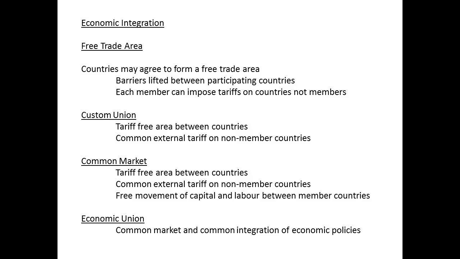A further development of this is often referred to as the common market. This builds on the customs union idea, but also allows the free movement of labour and capital between the member countries. Yet another development is the formation of an economic union, where there is movement towards use of a common currency.